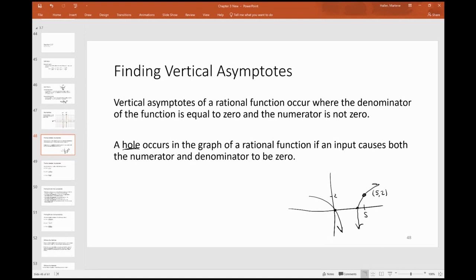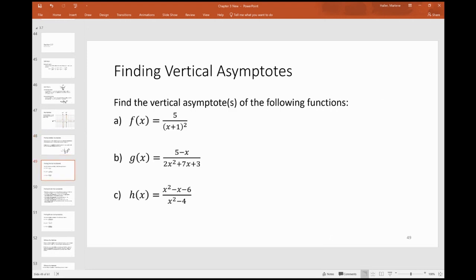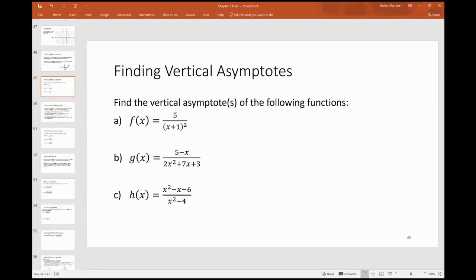Okay, so we usually like to think of rational functions in their factored form, because then it's easy to find values that make the denominator 0. Let's look at some examples. All right, so f of x is 5 over x plus 1 squared. That one's already factored. That's kind of nice. Then the denominator is just a factor of x plus 1 with a multiplicity of 2.